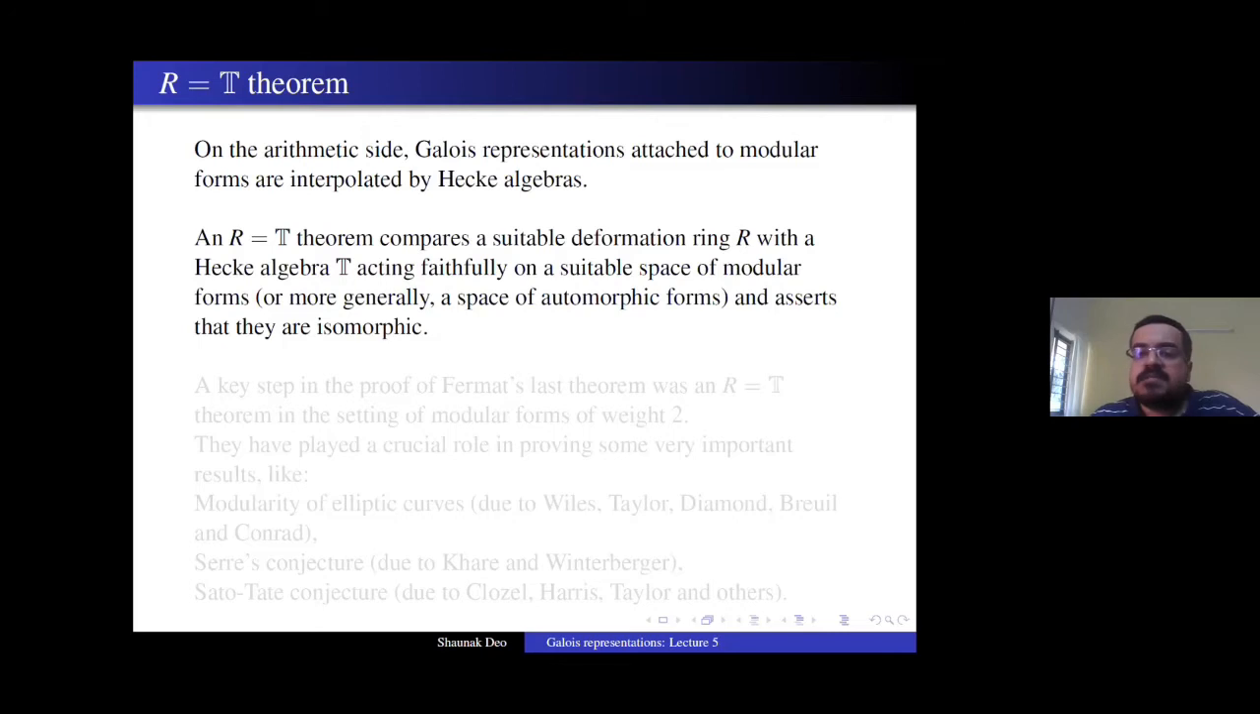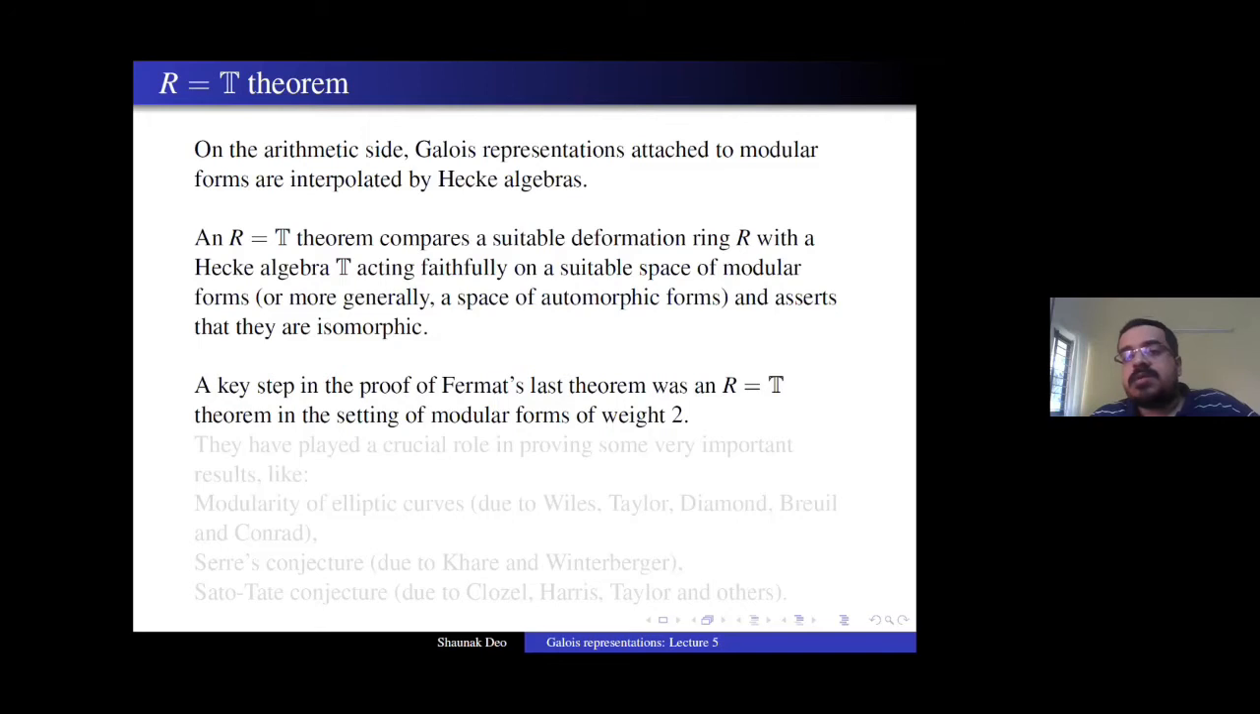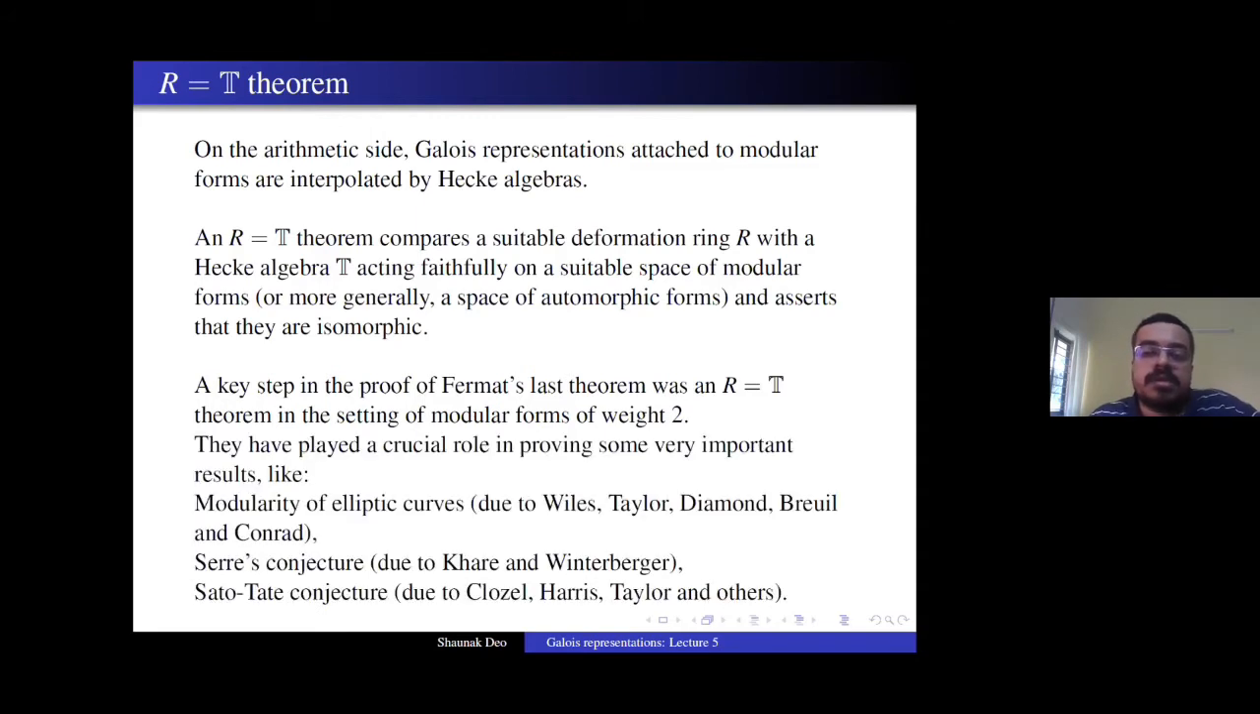Okay, some historical significance of this is that a key step in the proof of Fermat's Last Theorem was an R is equal to T theorem in the setting of modular forms of weight 2. We'll see it later today. And these theorems have also played a crucial role in many important results, like the modularity of elliptic curves, which is due to first Wiles and then Breuil, Conrad, Diamond, and Taylor. Proof of Serre's conjecture, which is due to Khare and Wintenberger, which said that every odd irreducible two-dimensional representation of G_Q arises from a modular form of fixed level and weight.